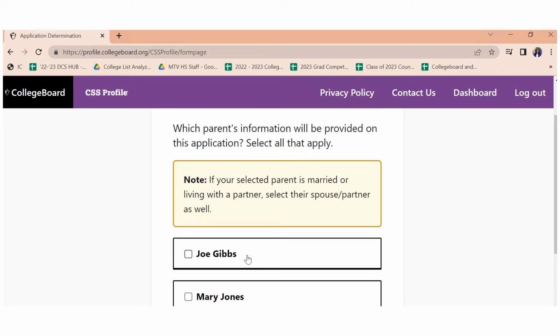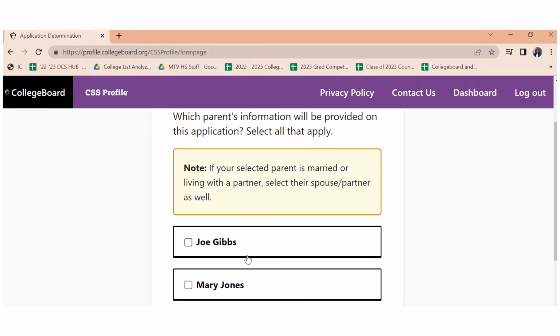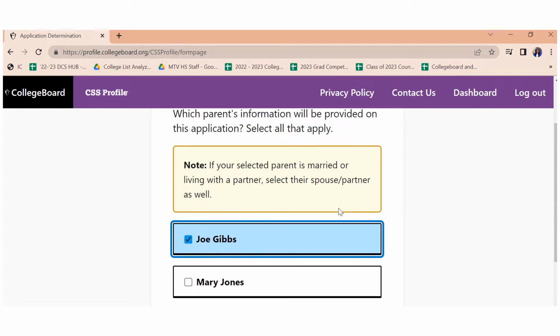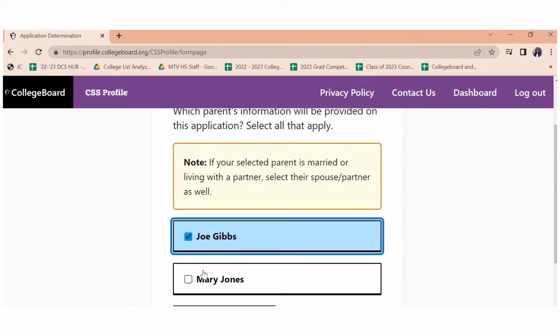Which parent's information will be provided on this application? Again, if you have questions on this, please check in with your college counselor. But we will go ahead and click on the custodial parent. That is who we are entering information primarily for. We will talk about the non-custodial parent later, but for now, we're going to provide information about the custodial parent.